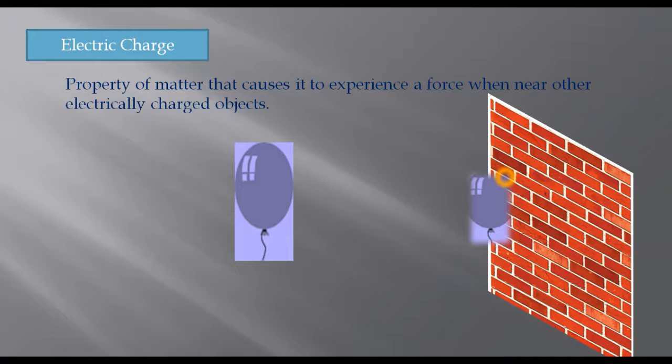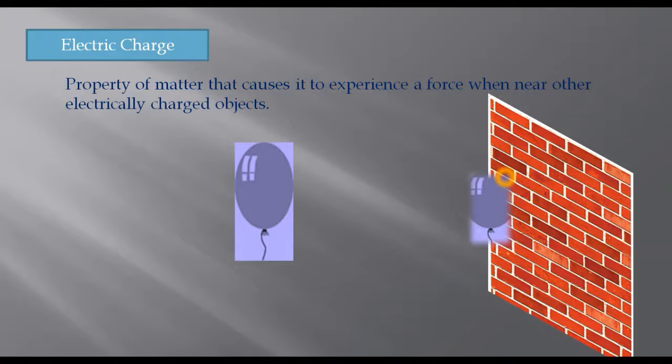So every object will have a property due to which it will experience a force when it's near an electrically charged object. In this case, a balloon is an electrically charged object. So when the balloon is near the wall, the wall will experience a force due to the presence of the electrically charged balloon. And that is why attraction happens. And that is why the balloon sticks to the wall.